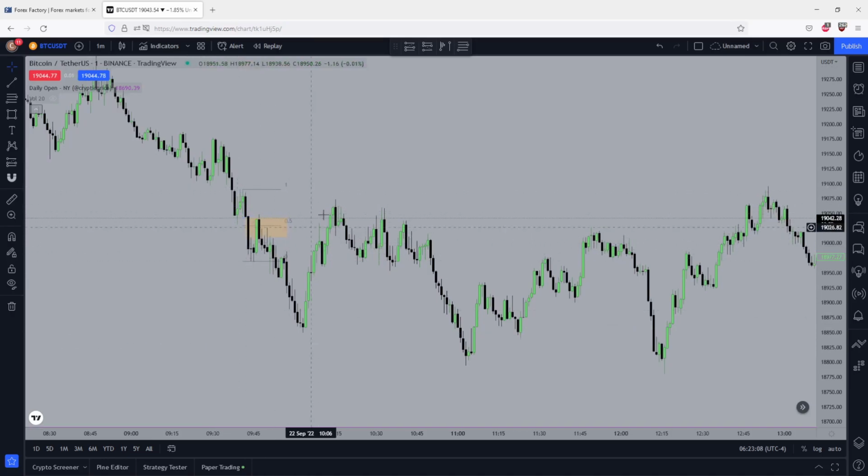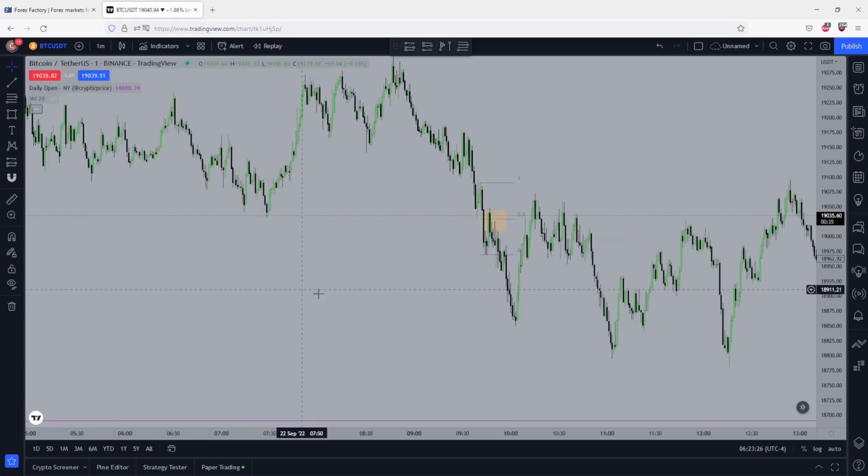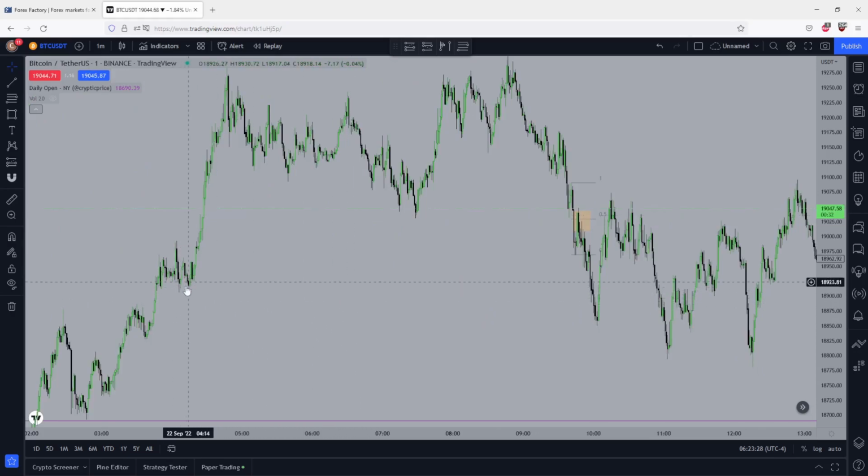We create a fair value gap. Actually, let me pull that out a bit further so you can see it better. Price then moves back up to fill this fair value gap, moves into a discount, and then eventually starts to go further down, taking out this low and attacking this low right here with the fair value gaps right here.